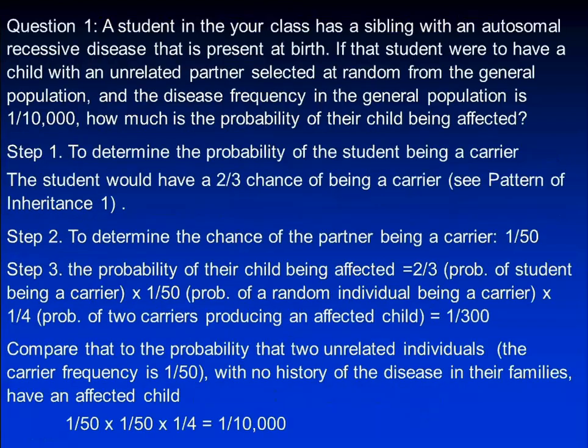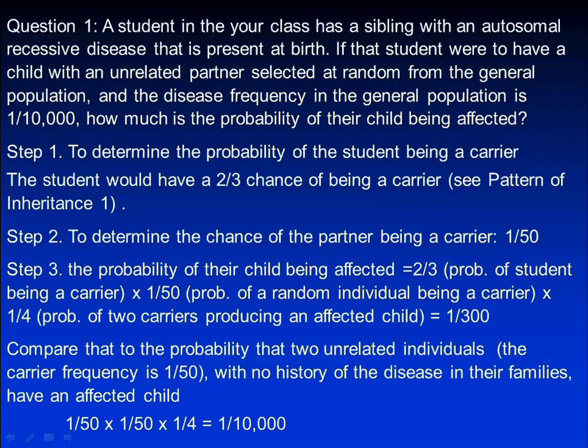A typical question is given in this way. They will give you a family history of a man or woman along with data from a general population and ask you the probability of their child being affected. For example, a student has a sibling with an autosomal recessive disease that is present at birth. If that student were to have a child with an unrelated partner selected at random from the general population, and the disease frequency in the general population is 1 over 10,000, how much is the probability of their child being affected?